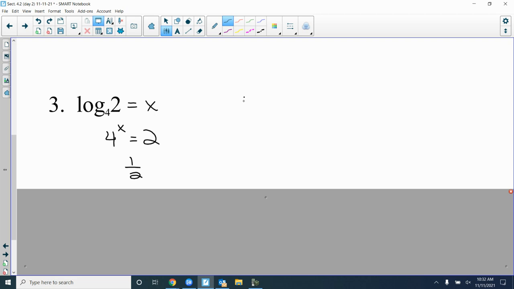4 to the 1/2 power is the same as the square root of 4, and that's going to be 2. 4 to the first power is 4, 4 squared is 16, it's getting bigger, right? What's 4 to the 0 power? 1. Okay, so it can't be 0, but it has to be less than 1. It has to be in between 0 and 1, because 4 to the first is 4. So you just kind of watch that a little bit.